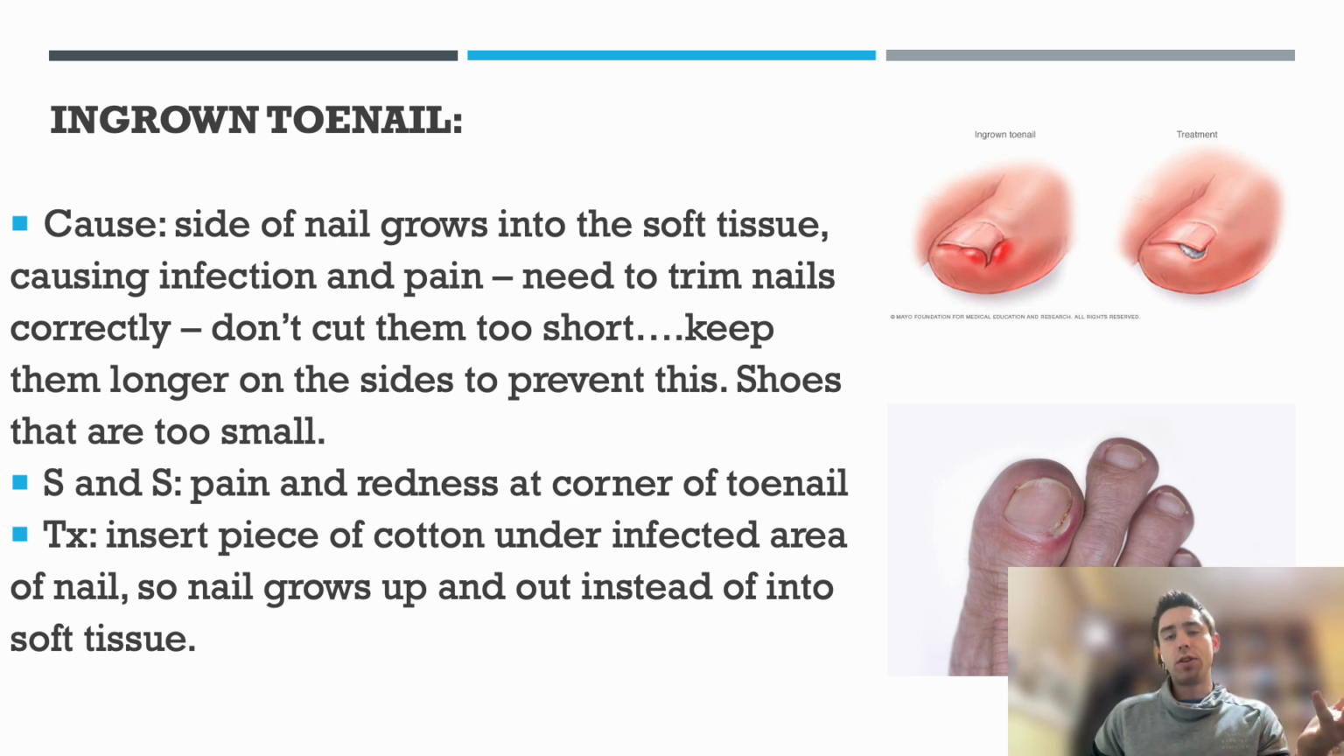Another thing that might cause this too is, again, having those narrow shoes. If you have narrow shoes, you might be pushing those toes together, and that might cause a bit more of that bending going on in that nail that could possibly cause it to curve and, again, grow the wrong way.